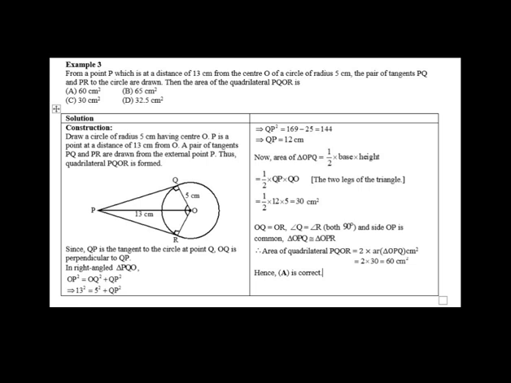Hence, area of quadrilateral PQOR is equal to area of triangle OPQ plus area of triangle OPR, which is equal to 2 times area of triangle OPQ, that is equal to 2 into 30, which is equal to 60 cm square. Therefore, area of the quadrilateral PQOR is equal to 60 cm square. Hence, option A is correct.